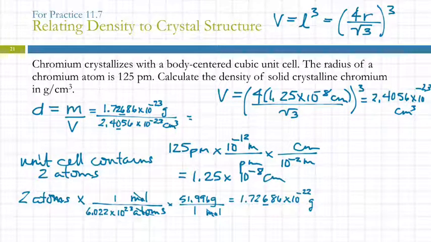1.72686 times 10 to the minus, okay, I wrote it down wrong. That's not good. It's 22, not 23. 1.72686 times 10 to the minus 22 divided by 2.4056 times 10 to the minus 23rd. This is going to have 3 significant figures, so 7.18 grams per cubic centimeter.